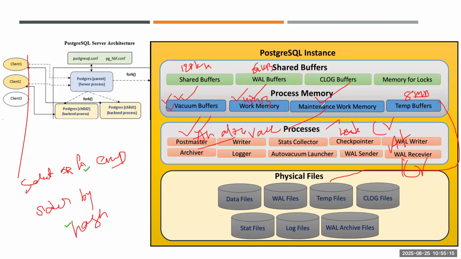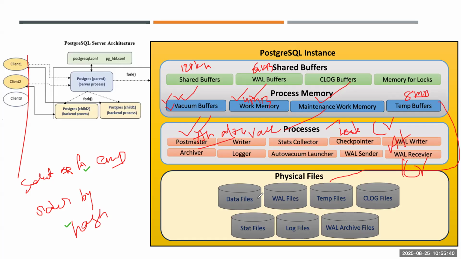Okay, if you want to get the committed data, the CLOG buffers are working. And whatever changes you make, every change goes to the log buffers, and from the log buffers it moves to the log files, meaning WAL files. So these are the 6 components you must remember when working with the Postgres architecture in terms of memory.